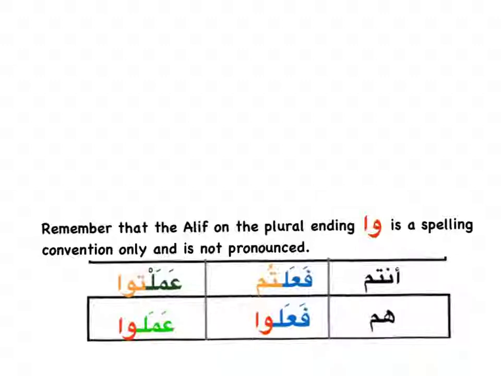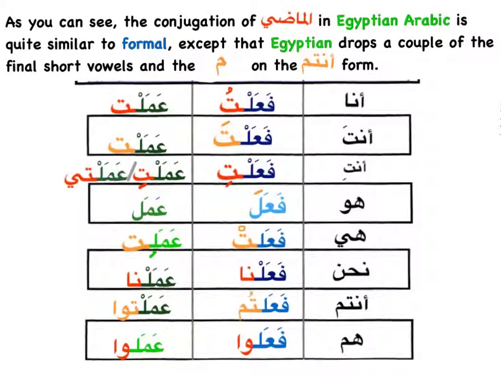So when I say هم فعلوا, what I actually pronounce is the wa. أنتوا عملتوا, wow. هم عملوا, the wow. Okay, it's very important to remember that it's spelled but not pronounced. As we said before, the conjugation of ماضي in Egyptian Arabic is quite similar to formal.